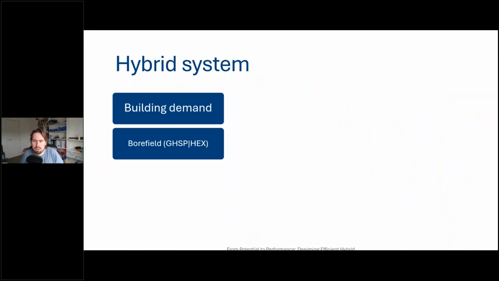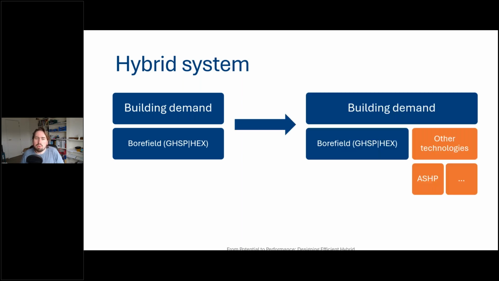So when we have a building demand that's 100% fulfilled with our borefield, our ground source heat pump, and our passive heat exchanger, we can move towards a system where we have both the borefield, the geothermal part, and some other technologies, typically an air source heat pump, or also solar thermal collectors, or a dry cooler, or waste heat. It does not really matter, but it's just a combination of different technologies that we call a hybrid system.